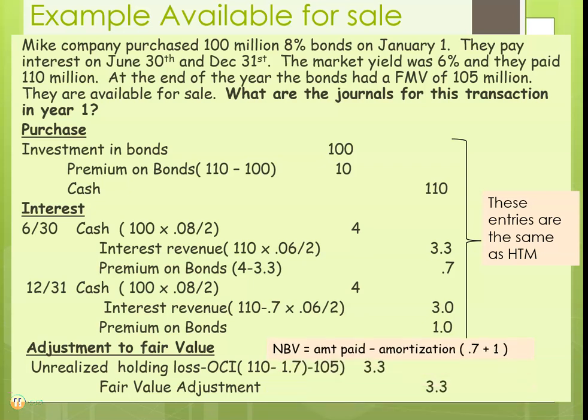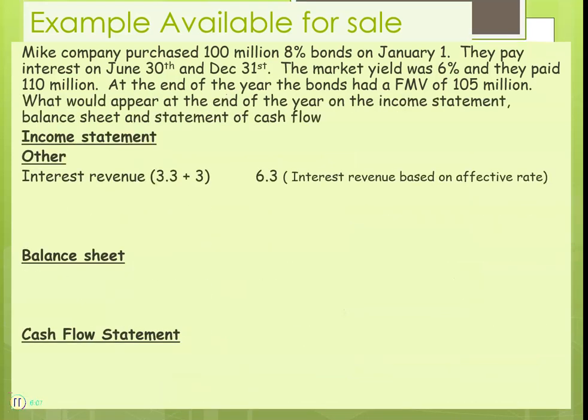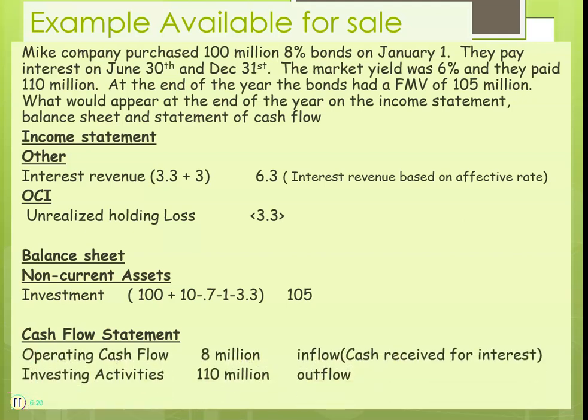Now remember, that amount that I'm showing there, make sure you adjust for both periods. That's a problem people have in the homework; they forget that. Now, what does it look like on the income statement? Other would have interest revenue. Other comprehensive income would have unrealized holding loss. The balance sheet would show a non-current investment of $105 million. The cash flow statement would be the same as it is for held to maturity. You'd show your interest revenue plus your investing activities.